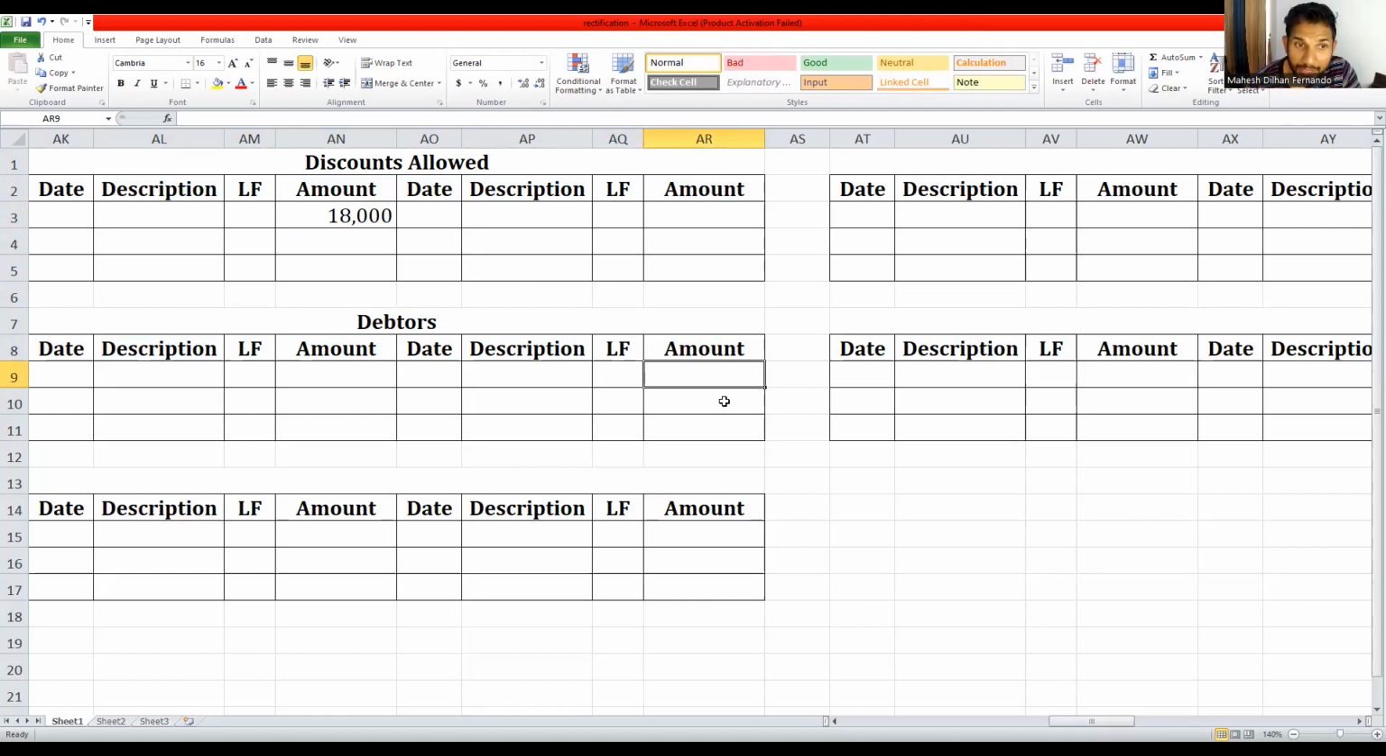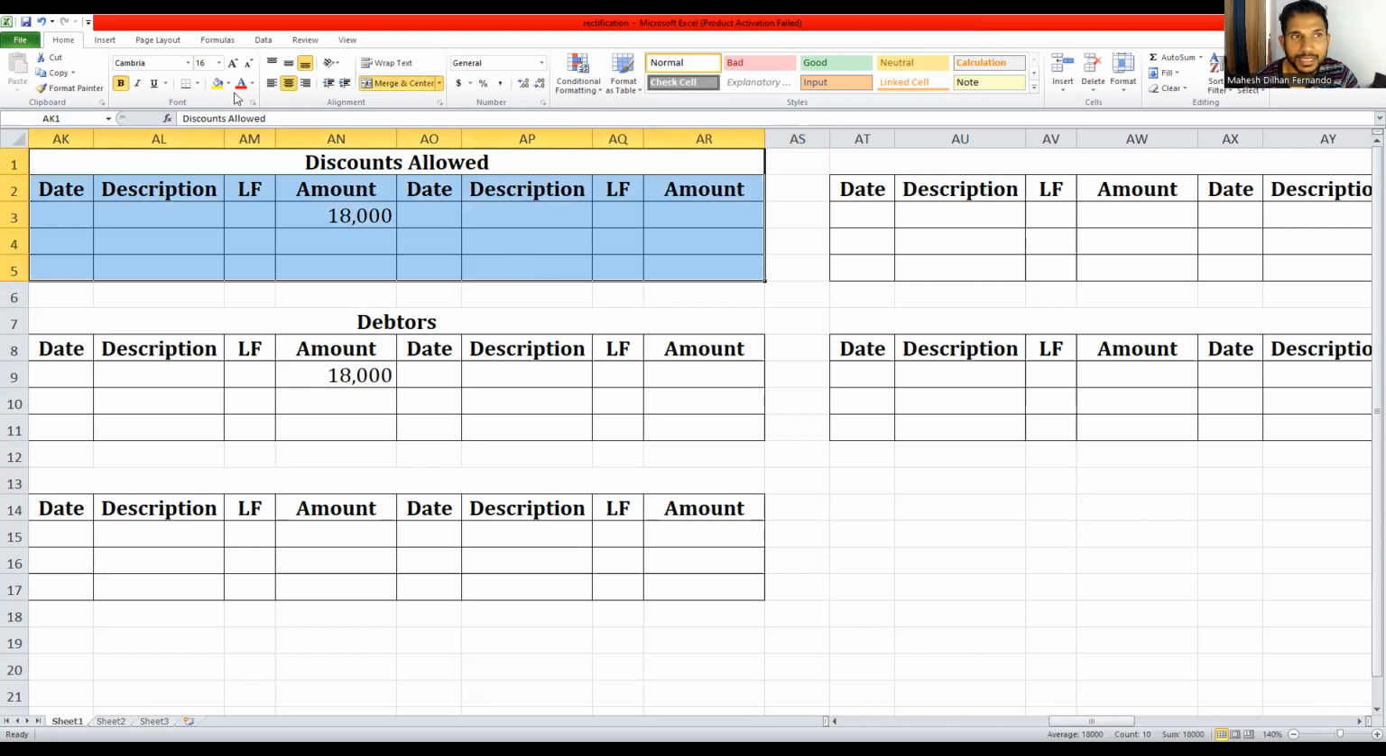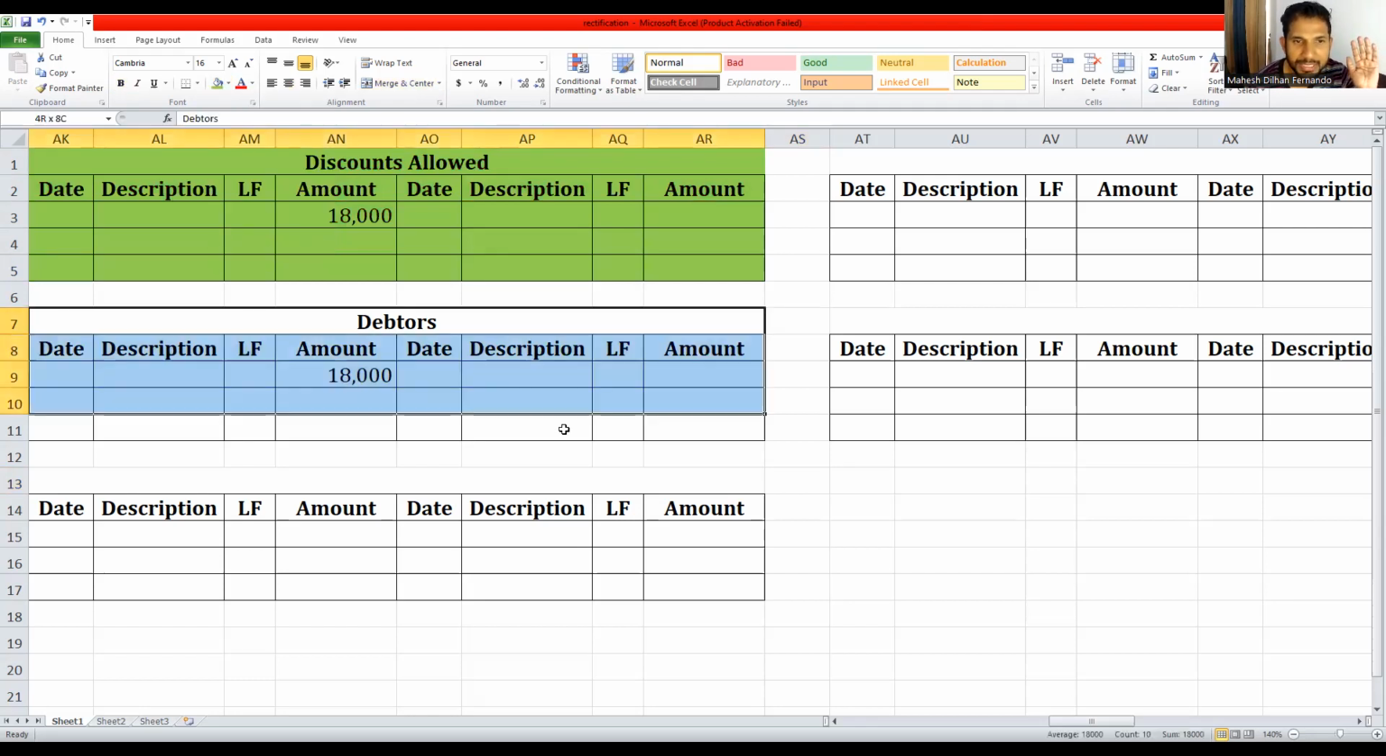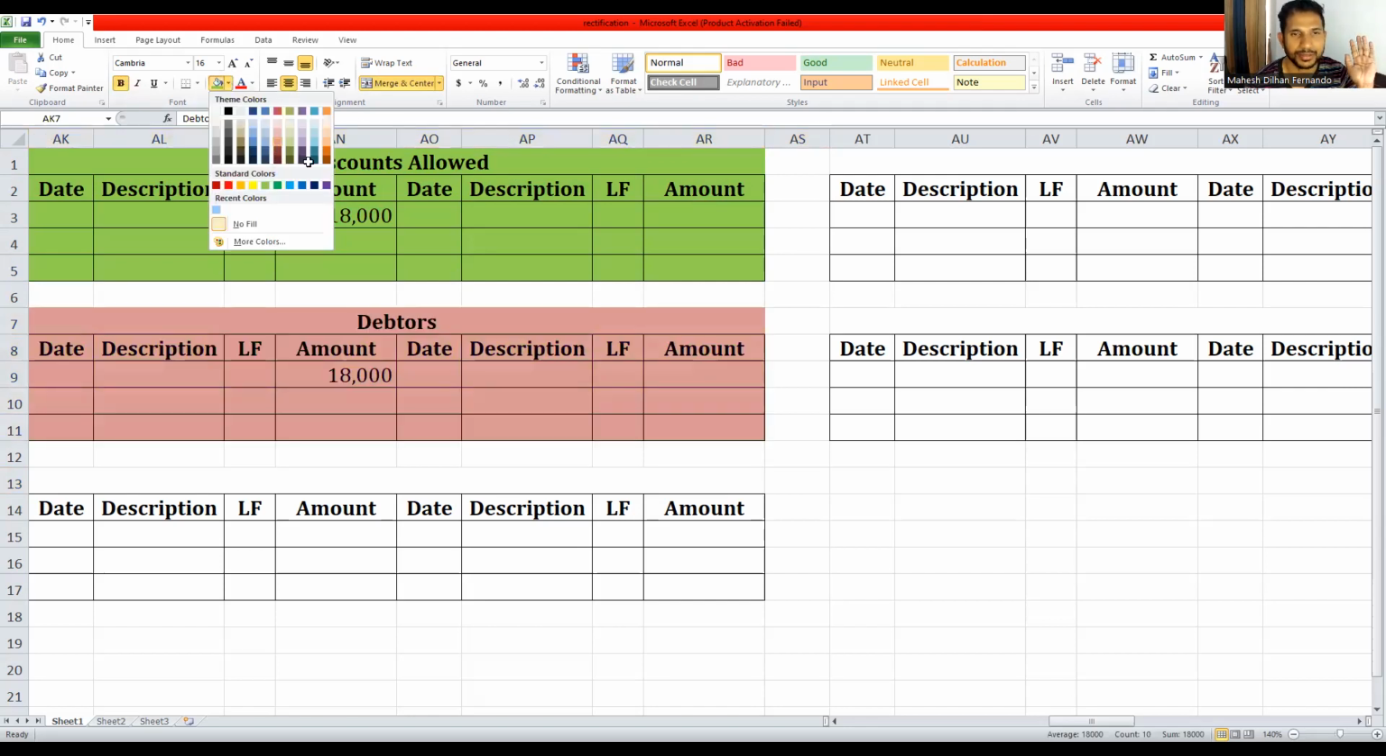Now, what we have done is make a debit. This account is right. My debtors account is also debited. Do you see? Posting to the wrong side. But try to understand, we have no mistake in the discounts allowed account. That is correct. But this entry, this account is incorrect. This is wrong.